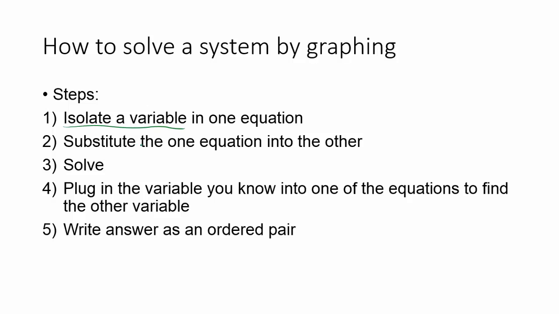Then what you're going to do is substitute the one equation into the other. You're going to plug one into the other, and you should only have one variable left, so we're going to solve. Finally, you're going to get an answer like x equals 2 or y equals 3, and whichever variable you know, you're going to plug it into one of the equations from the beginning to find the other variable. So if you have the x, you plug it back into one of the equations to find the y. And then finally, since we're looking for where the two lines cross, you write your answer as an ordered pair. So let's go ahead and try one out.